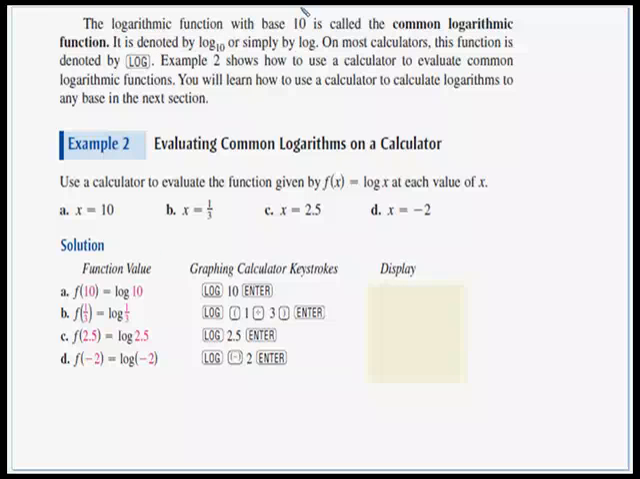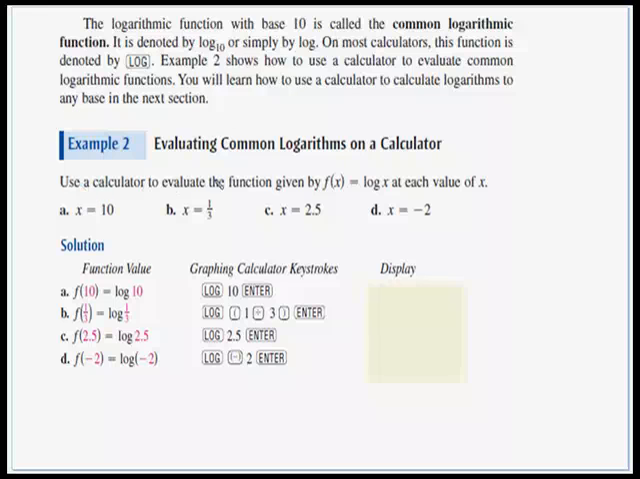The logarithmic function with base 10 is called the common log function. It's denoted by log base 10, or simply just log. On most calculators, our TI-30s, there is a log button. In example 2, we're going to see how to use a calculator to evaluate common logarithmic functions. You'll learn how to use a calculator to calculate logarithms to any base in the next section.